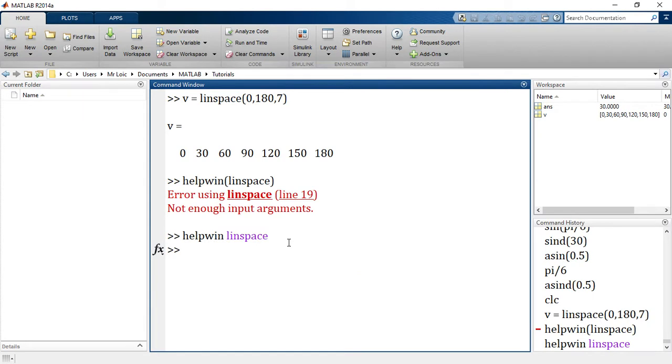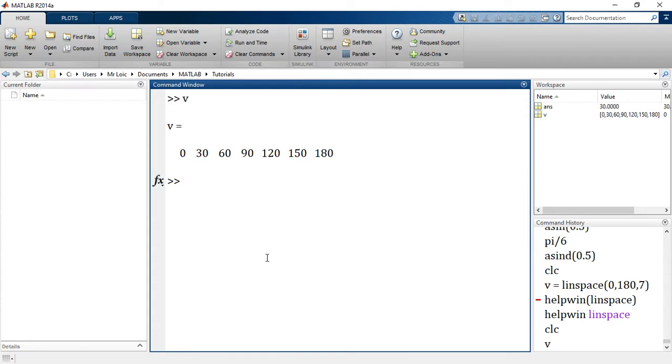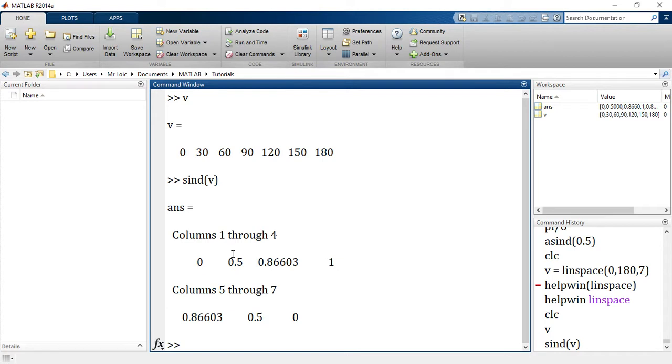So we have our vector v. We want to calculate the sine of all of the values herein. We don't need to go one after the other. Just say sind of v, since the angles there are in degrees, and it will compute the sine of each of the values. So sine of 0 is 0, sine of 30 is 0.5, sine of 60 is this, sine of 90 is 1, sine of 120 is that, sine of 150 is 0.5, and sine of 180 is 0.